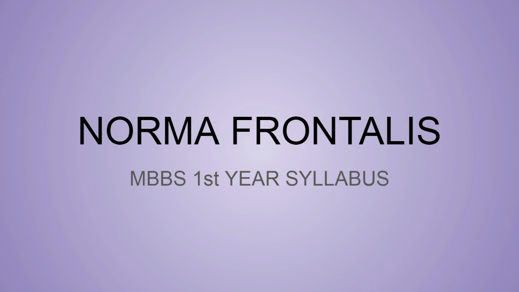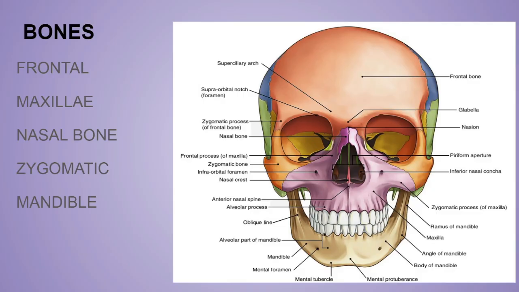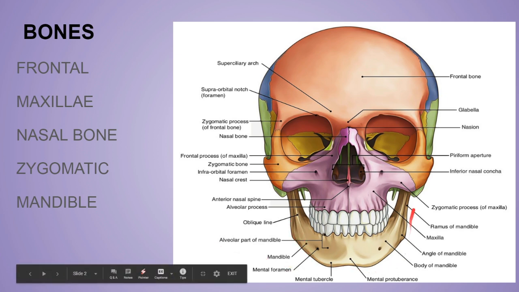Hello everyone. Today we will discuss the norma frontalis of the skull bone. First of all, what is norma frontalis? It is the front part of the skull bone. Whatever you see from the front or the facial part of the skull bone.